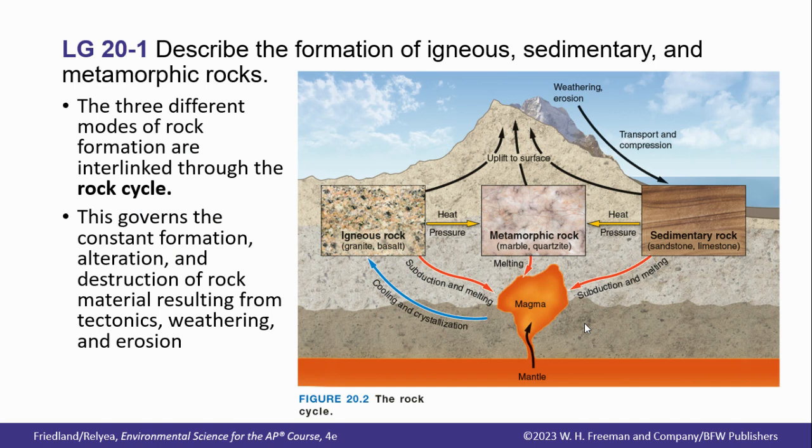The three different modes of rock formation are interlinked through the rock cycle. This governs the constant formation, alteration, and destruction of rock materials resulting from tectonics, weathering, and erosion. You can see we have igneous rock, which is formed by the cooling and crystallization of magma, and then through subduction, it might be melted and turned back into magma, or with some heat and pressure, turned into metamorphic rock. And we have sedimentary rock, which is caused by weathering, erosion, transport, and compression. So this is rocks eroding away into smaller bits and then being compressed back together to form sedimentary rocks like sandstone or limestone. And then again, heat and pressure will form metamorphic rock. But all three of these rocks have the ability to be put back into magma and melted.